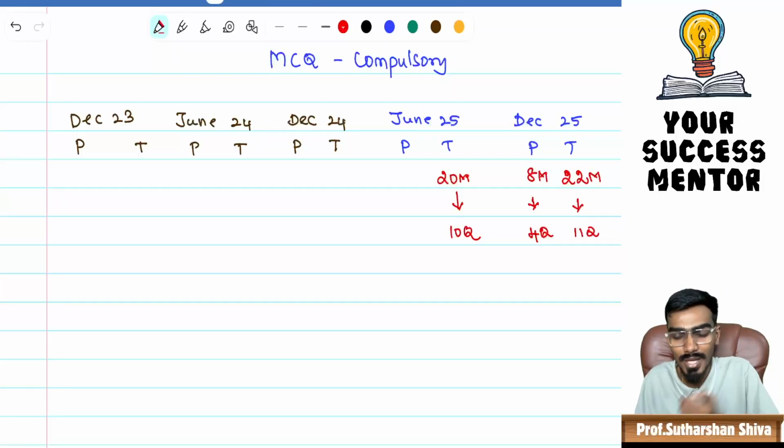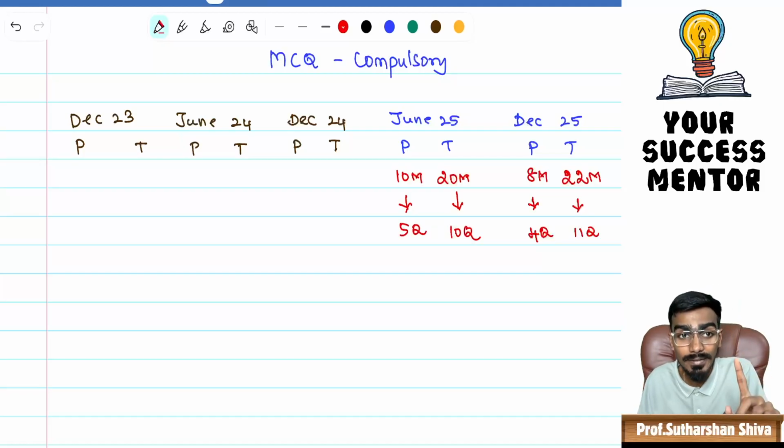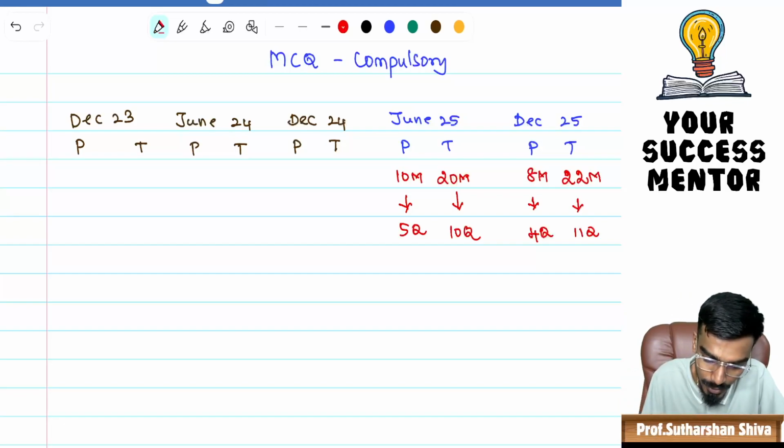Each question carries 2 marks now. For practical, it will be 10 marks, which is 5 questions. There is no negative marking for you guys. Those who are studying for the very first time, direct entry for CMA Inter, I'm telling you, there is no negative marking in the MCQ. Keep that in mind. In December 24, what has happened?